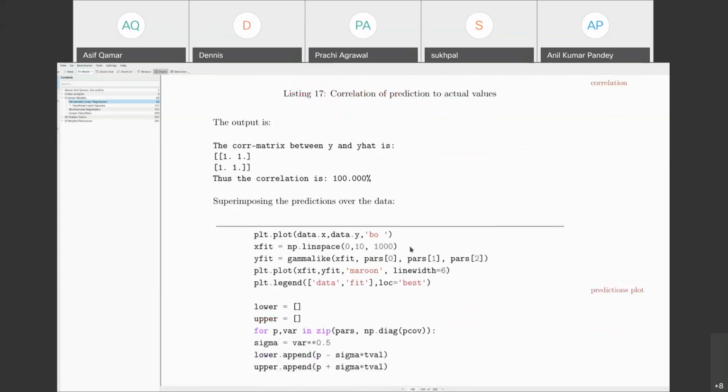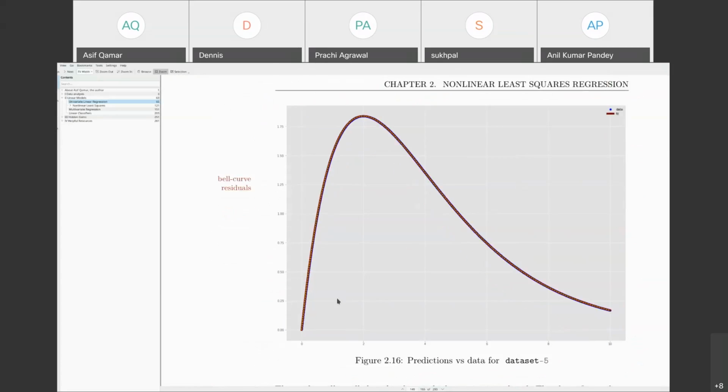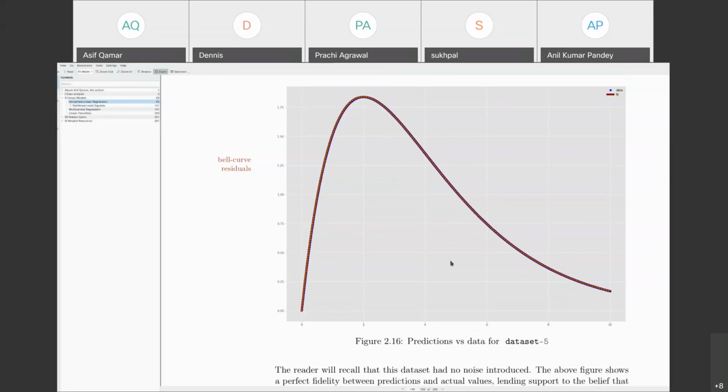Let's try to plot our model on the data, and we plot it. Look at this. Do you see a perfect match between the model and the data? Isn't it, guys? Oh, by the way, it is not bell curve residuals. The legends are wrong. It is not this. It is a match of prediction versus data. What do you say, guys?